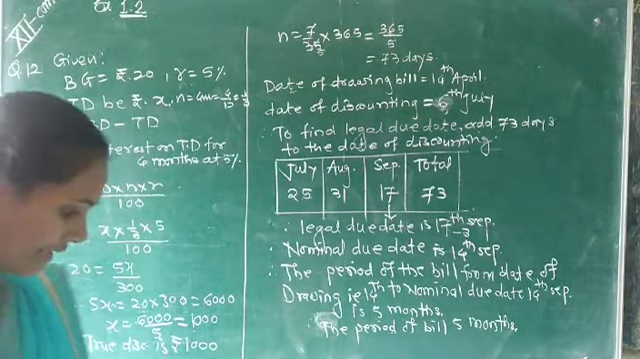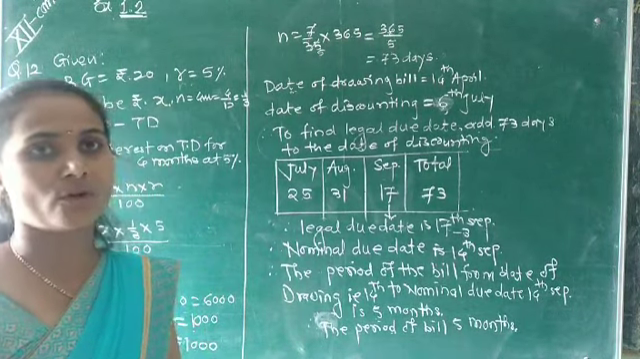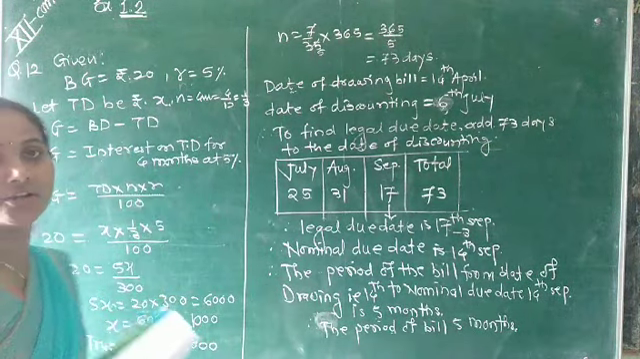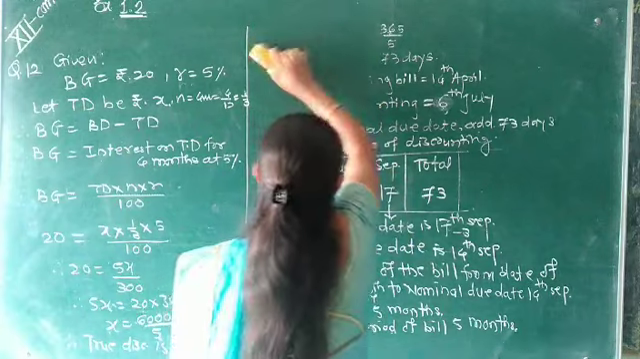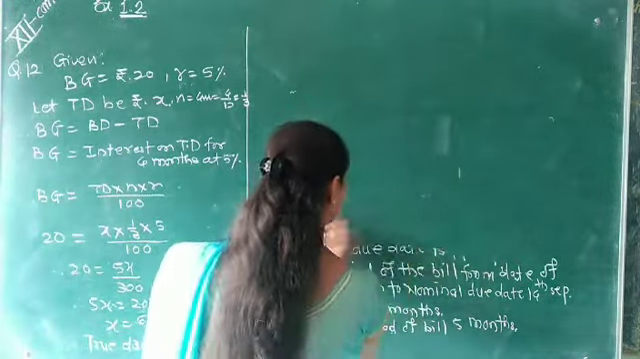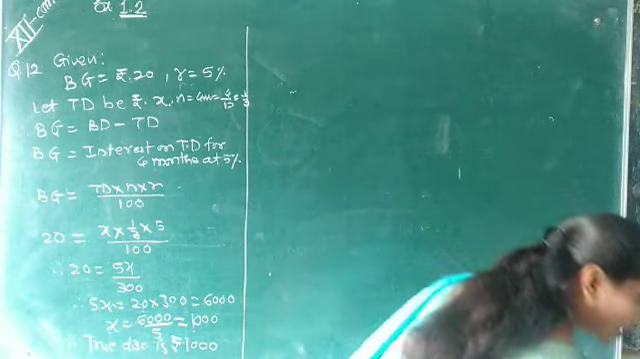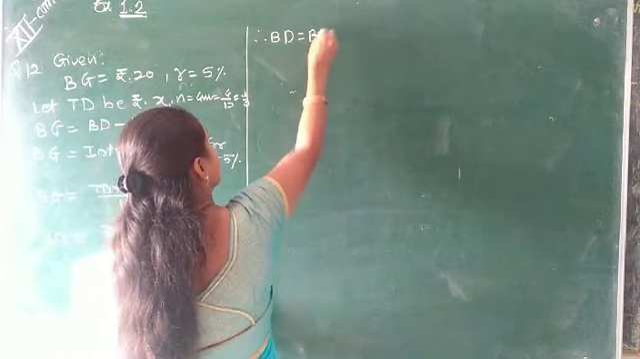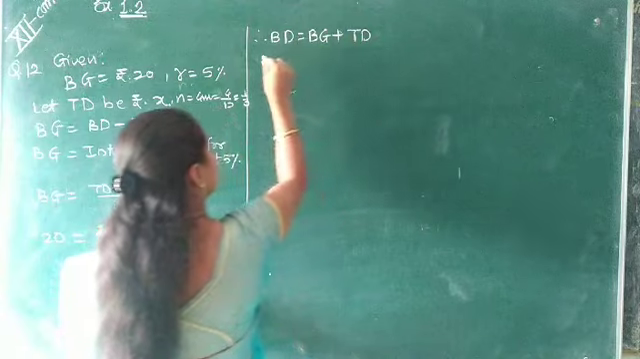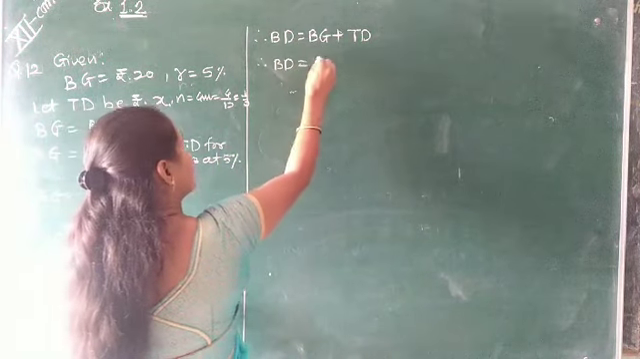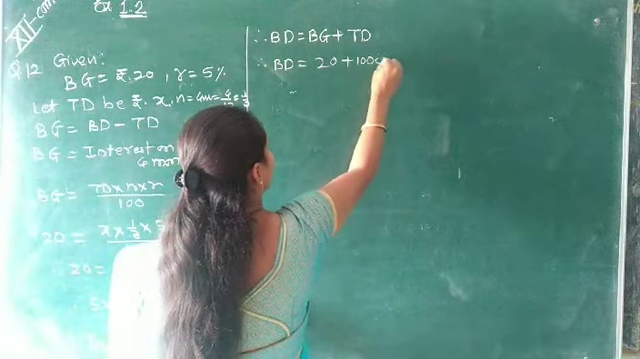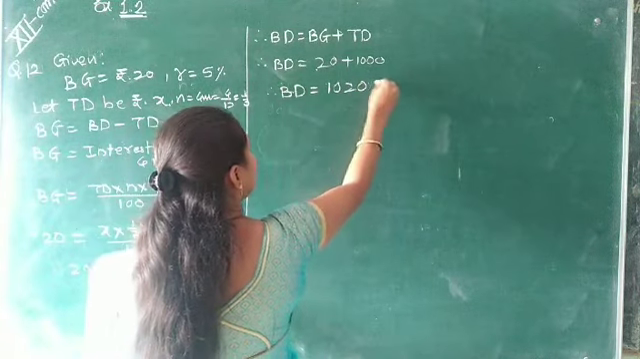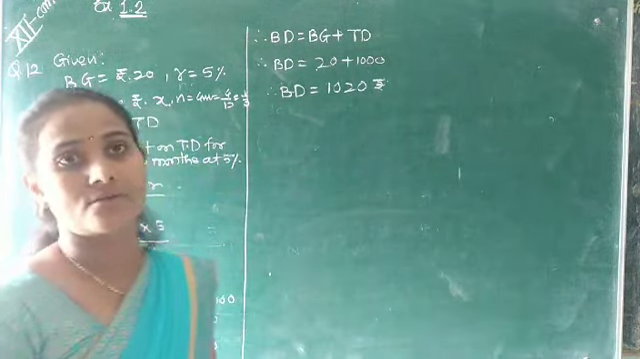Now we are going to find our next value, that is banker's discount. And we know the formula for banker's discount. BD is equal to BG plus TD. And we know the value of BG. And here we found the value of TD. Therefore, to find banker's discount, BD is equal to BG plus TD. BG is equal to 20 and TD is equal to 1000. Therefore, BD is 1020 rupees. Therefore, banker's discount is 1020.